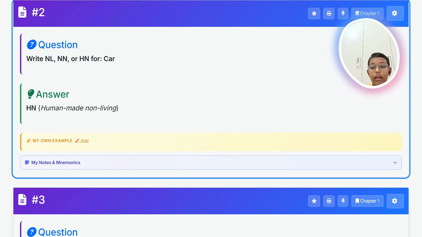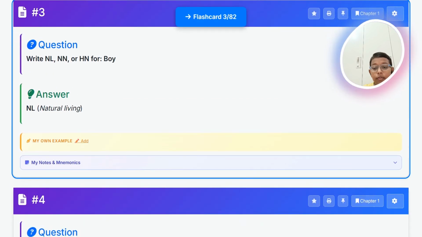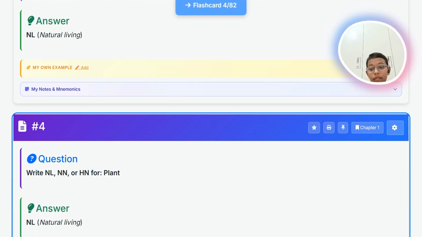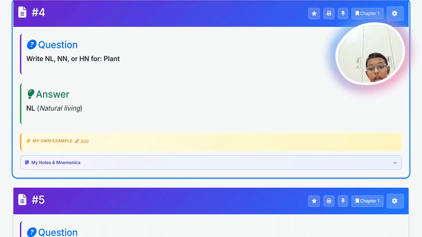Write an L, an N or HN for car. HN, human-made non-living. Write an L, an N or HN for boy. An L, natural living. Write an L, an N or HN for plant. An L, natural living.